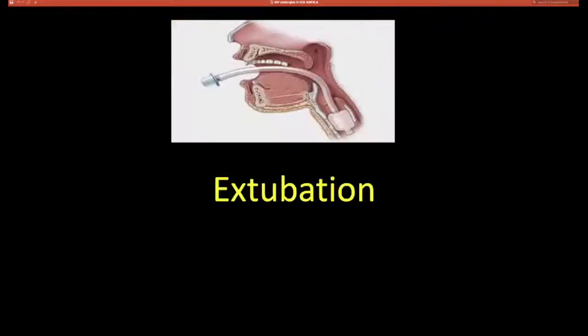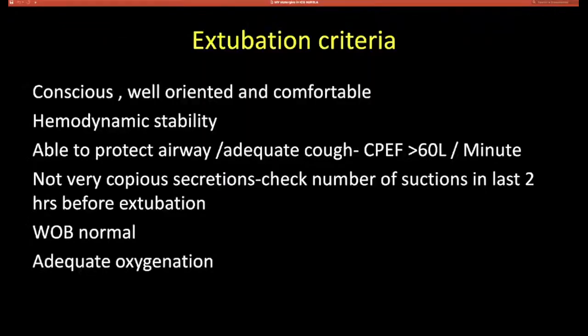So these are the criteria for extubation: conscious, well-oriented, comfortable, hemodynamically stable. This is very easy to evaluate on a ventilator. You can ask the patient to cough, and you can look at the peak flows. If the flows are more than 60 liters per minute, he has a good cough flow. More than 60 gives an objective clue that the patient may tolerate extubation better. And these are some of the commonly looked at criteria.